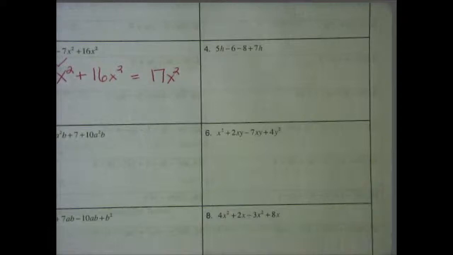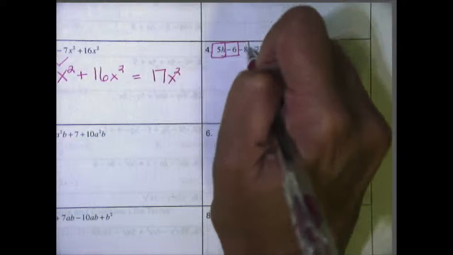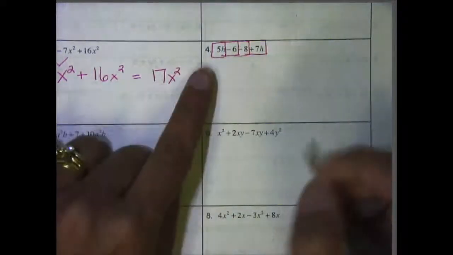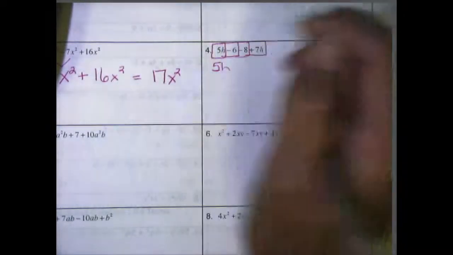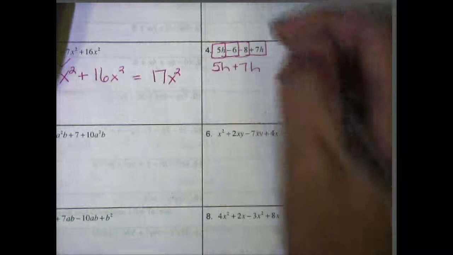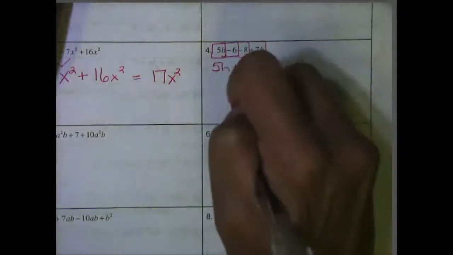Now, when you get to number 4, and I'm not sure how you learned it last year, but the way that I have always taught my pre-algebra students is the easiest thing to do with these is to box in your terms. So we're going to box the 5h, the -6, the -8, and the +7h. Once you've boxed them, we need to group like terms. So I'm going to put the ones with variables first. So 5h plus 7h. So all you're doing is writing what's in the boxes, -6, -8. Once you've done that, you can combine.